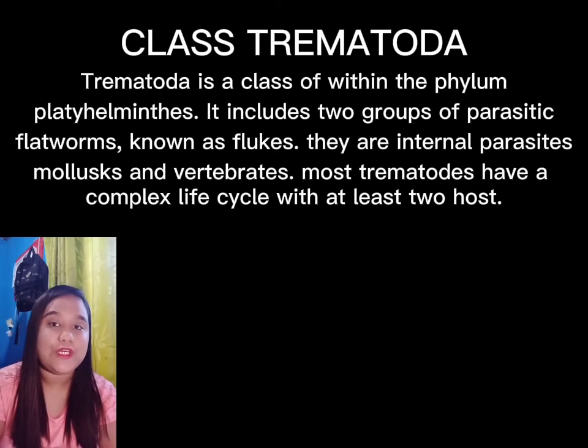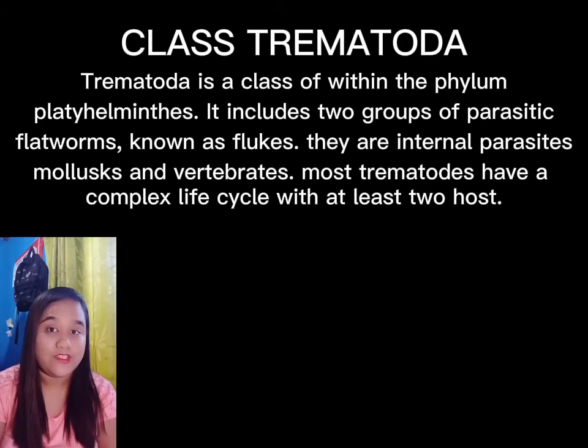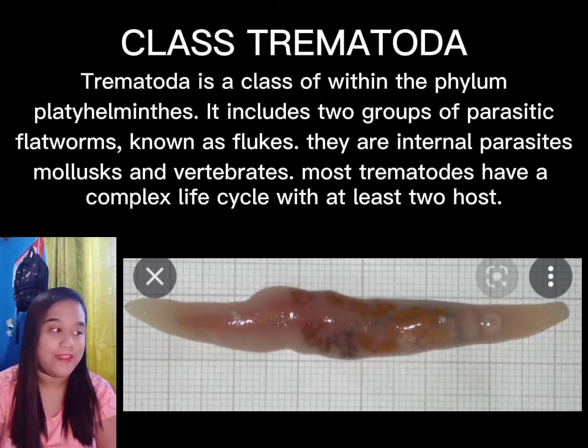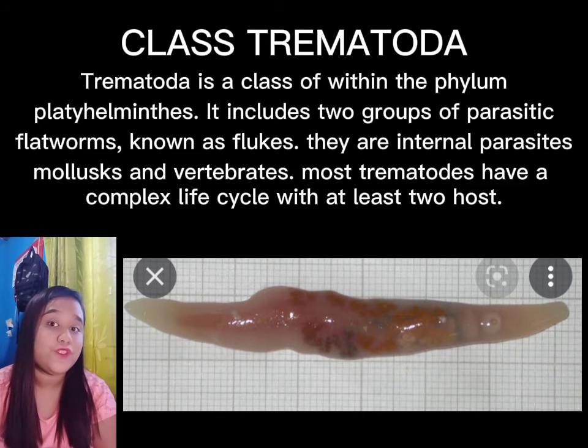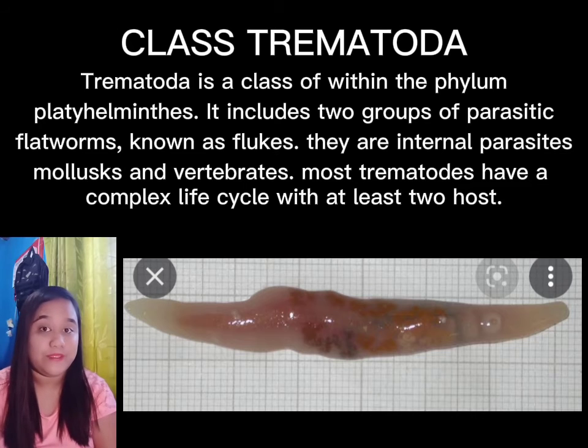Class Trematoda. The class Trematoda is also known as flukes. Trematoda is a class of the phylum Platyhelminthes. It includes two groups of parasitic flatworms known as flukes. They are internal parasites of mollusks and vertebrates. Most trematodes have a complex life cycle within two hosts.